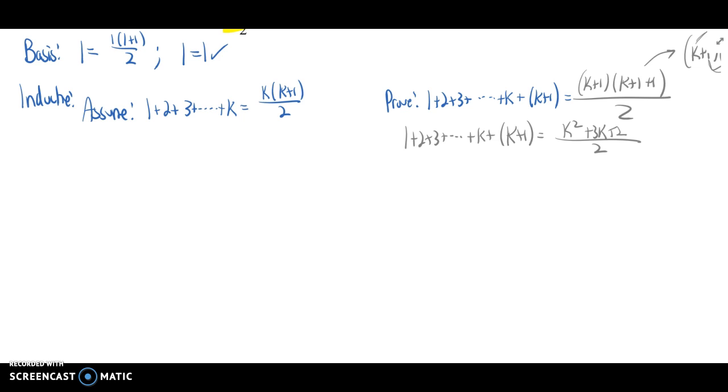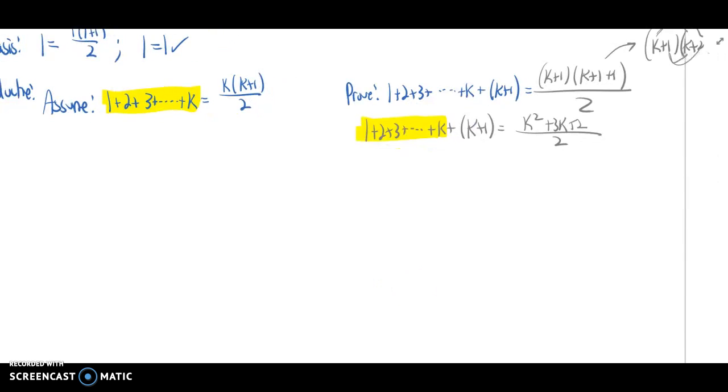Now we'll make this substitution. We assumed that this was equal to k times k plus 1 over 2. So all of this in what we're trying to prove, we can plug in k plus 1 over 2. Again, I took this out and I made that substitution. We'll write other things the same, plus k plus 1 equals k squared plus 3k plus 2 all over 2.